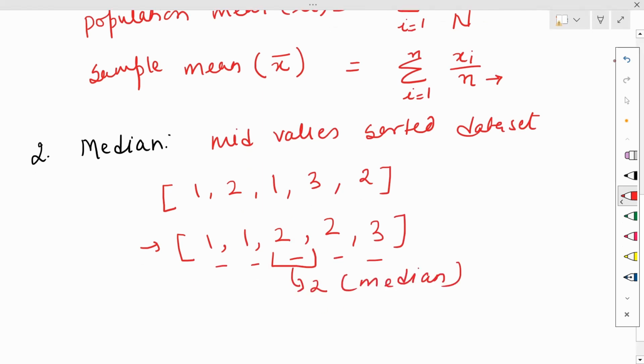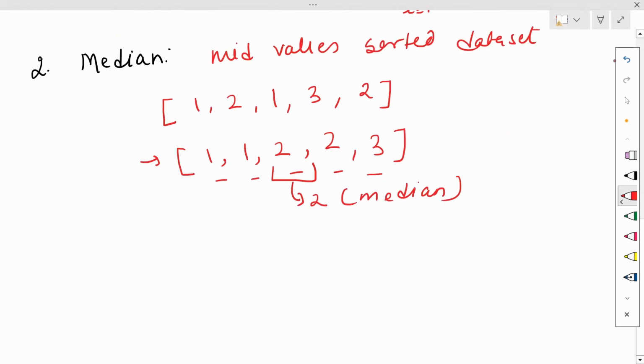But if we have an even number of entries, say if 4 was also here along with this list, there was one more entry 4. In that case, it would have been the average of the middle two elements, that is 2 plus 2. So the median would be 2 plus 2 divided by 2, which is 2 again.